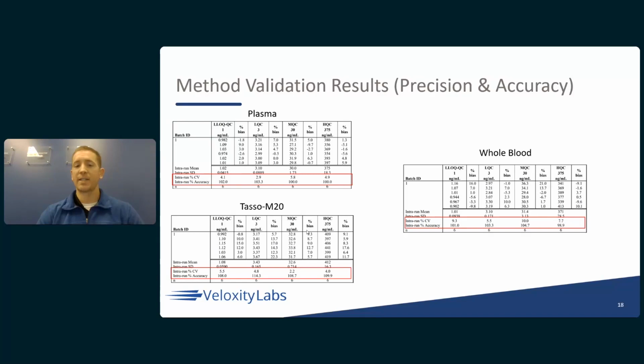And on the bottom is Tasso M20. Still meets acceptance criteria. We noticed it wasn't quite as rugged as the whole blood, but I think that's to be expected. We're using the same LC methods. There are a few more variables that are going on. The method still performed very well, but I don't think your expectations of having it perform as well as plasma using volumetric pipettes is always going to be the case, but it's still sufficient enough to support GXP analysis.